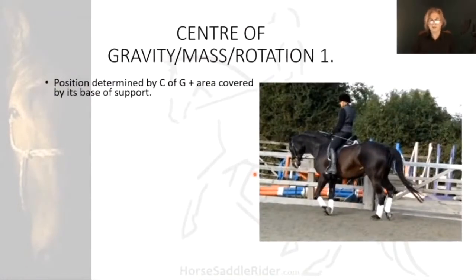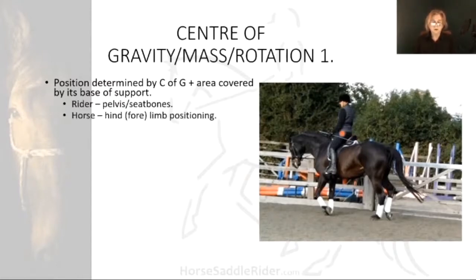And this means that if we're not loaded sufficiently to deal with the forces of gravity, and if there is insufficient base of support for whatever we're doing at the time, then we would just simply fall over. For the rider, this is the pelvis or the seat bones. For the horse, it is the hind or forelimb positioning. So that's what determines the base of support in both the horse and the rider.